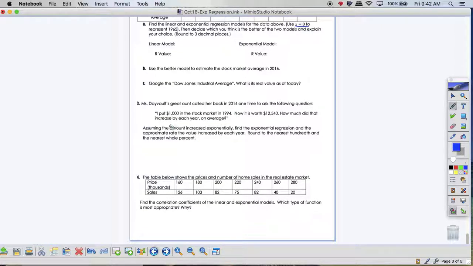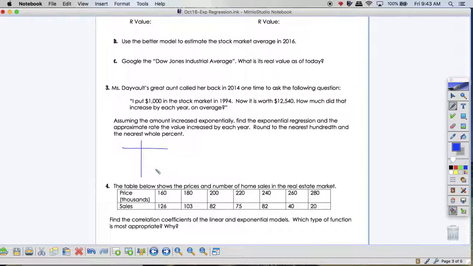You're going to need to create a table to find the exponential regression. So make your own table, and it'll only have two points in it. Plug in what the two data points are and find the exponential regression. And then this one asks, when you get a y equals a times b to the x that fits through the points in the table, it asks to approximate how much it went up by each year. So you're going to need to look at the b value and decide what percent growth or decay that represents.